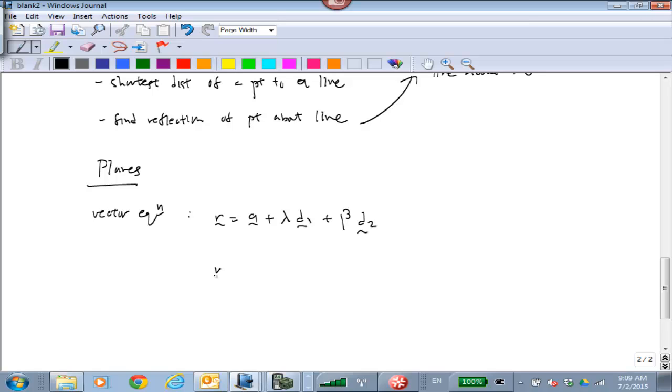But there's another form, right? r dot n equals a number. Correct? What is the n? A vector perpendicular to the plane. Agreed? Okay.